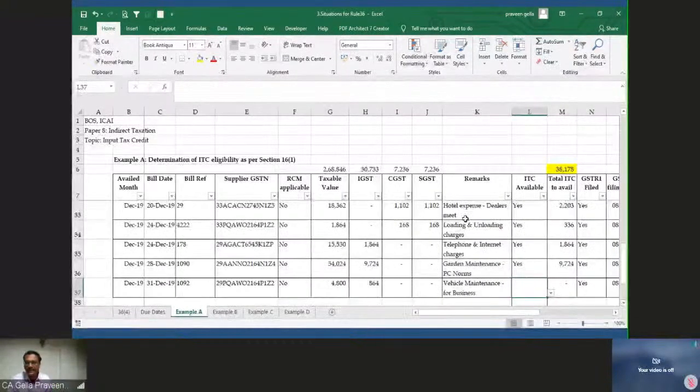Vehicle maintenance for business. If I say business, I would say yes. So with this, I'm getting an answer of 39042. This is my answer for eligibility of input tax credit on the basis of Section 16, subsection 1, subsection 2, A, B, whatever we have read now. So my final answer till now is 39042.